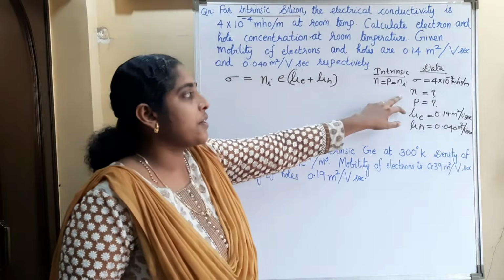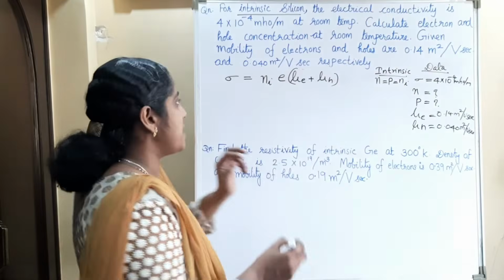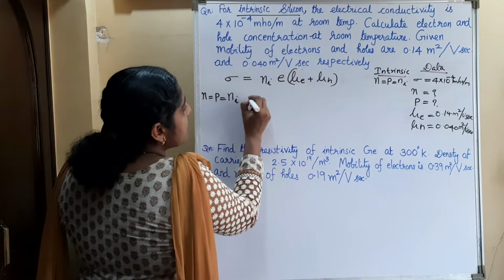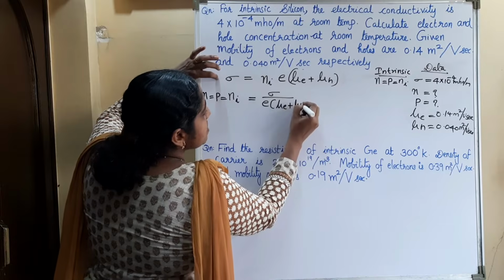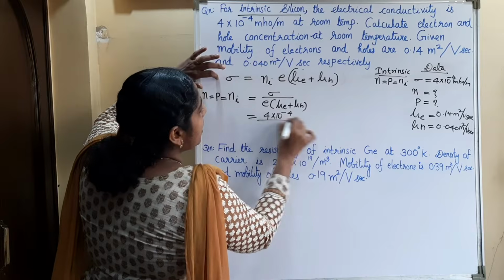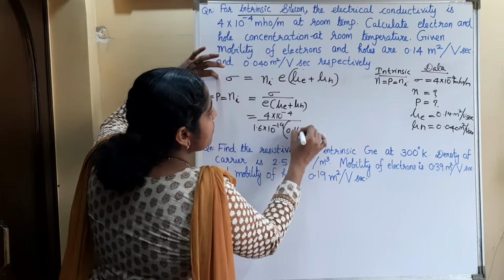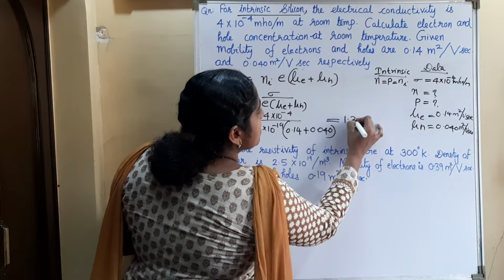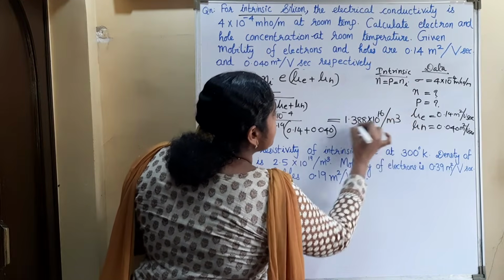So we are required to find out the electron and hole concentration. So only one thing we have to find out, the intrinsic concentration. So the electron concentration equal to hole concentration is equal to Ni, that is equal to, from this expression, sigma by E into (mu E plus mu H). So we can substitute the values. Sigma is 4 into 10 raised to minus 4 divided by E, which is 1.6 into 10 raised to minus 19, into (mu E, which is 0.14, plus mu H, which is 0.040). On calculating, we will get 1.388 into 10 raised to 16 per meter cube.